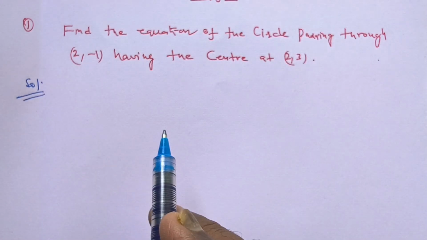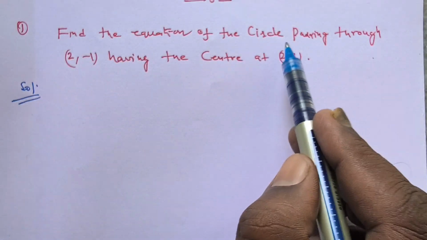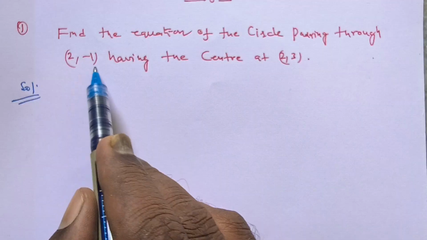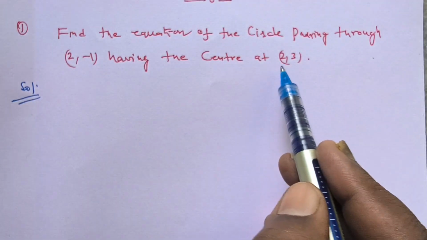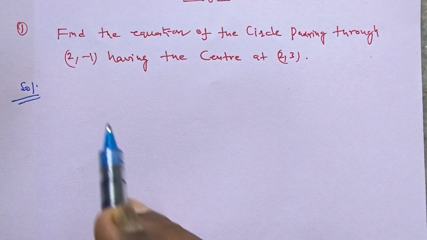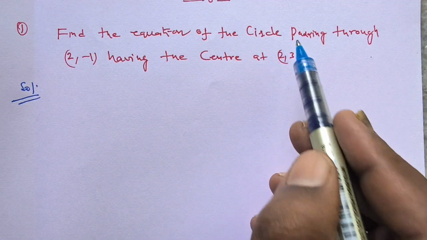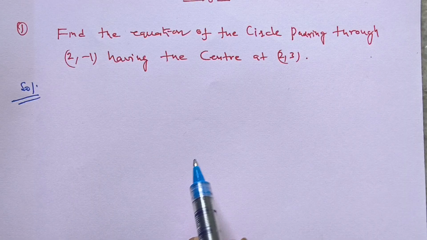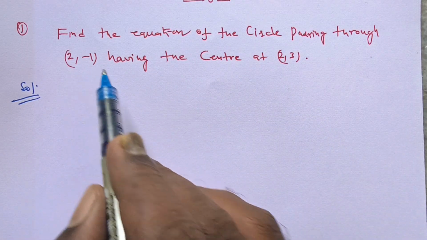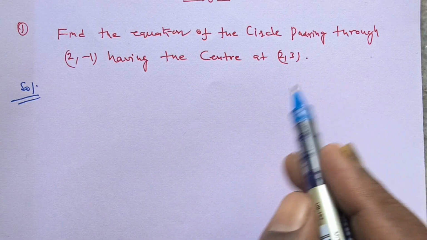Given problem in Model 3, find the equation of the circle passing through the point (2, -1) having the center at (2, 3). From the given problem, we need to find the circle equation. That circle equation passing through the point (2, -1) with the center (2, 3).